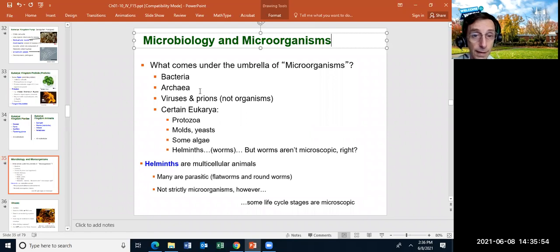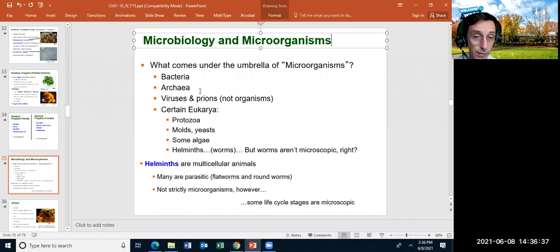Certain of the eukarya are also microorganisms. All of the protozoa, the molds and the yeasts, some of the algae. If the algae is single-celled, or even if it's colonial but it's small, we consider it a microorganism. Now, the algae that washes up on the ocean beaches, like the kelp, that would not be a microorganism. So it's only some of the algae that are microorganisms.